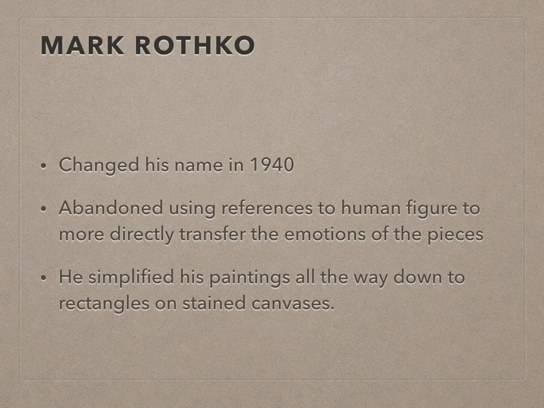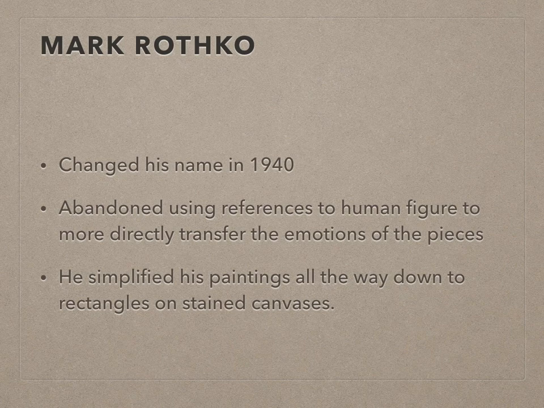This pretty much sums up exactly what happened in Mark's life. In 1940, he changed his name from Marcus Rothkowitz to Mark Rothko, which is what he's known as now. He abandoned using references to human figures to more directly transfer the emotions of the pieces. As you saw in the previous slide, there were just blocks of color, and that's how he got his message across. Over time, he devised a radical solution to simplify the forms in his paintings to create soft, luminous rectangles that appear to float on stained canvases.